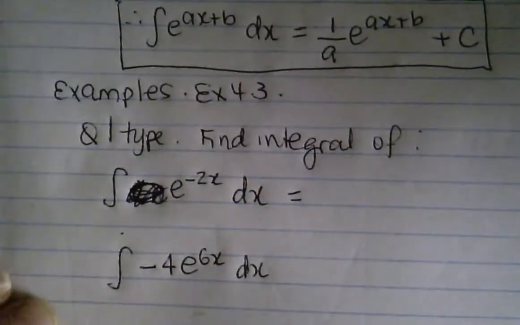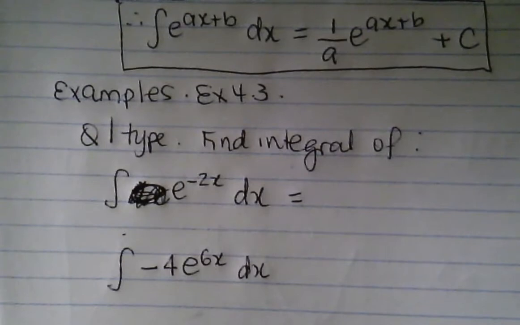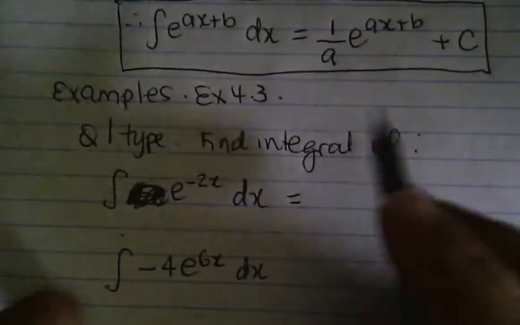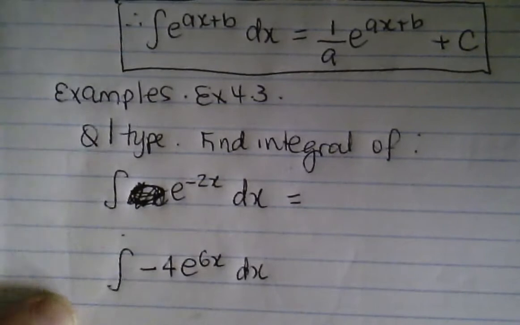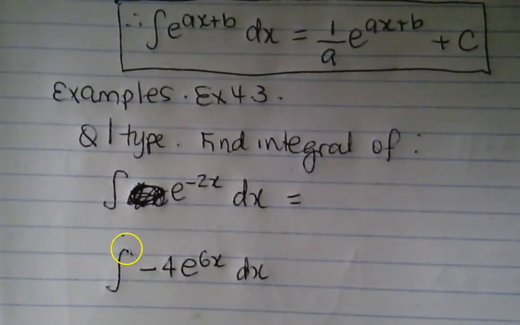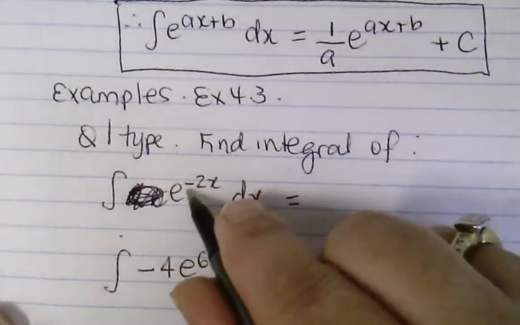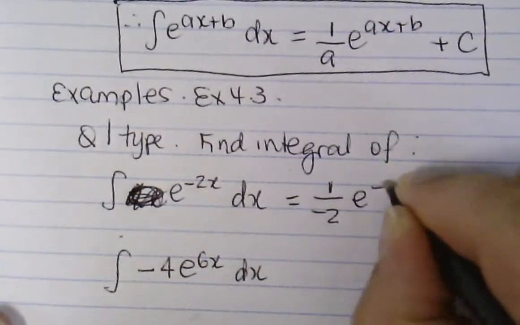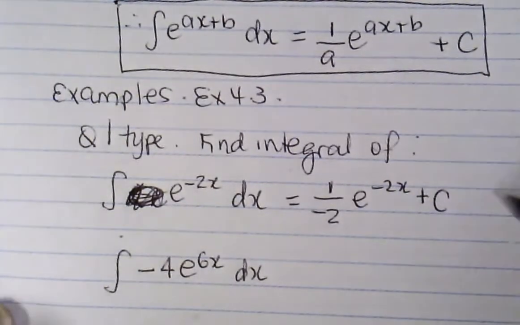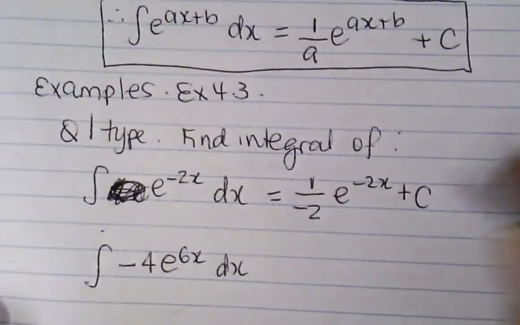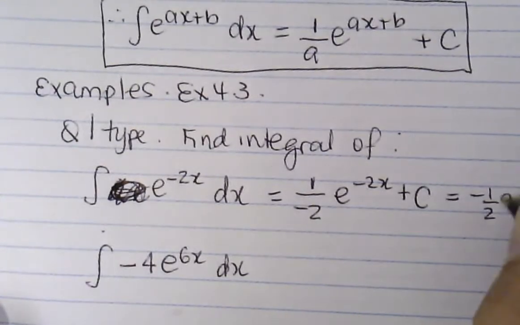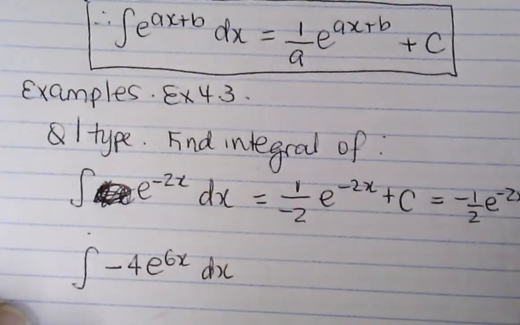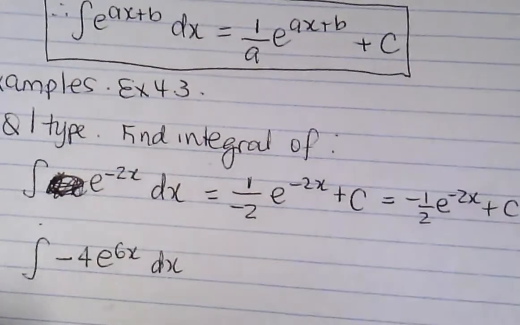Okay, just some examples similar to question 1. So find the integral of the following, e to the negative 2x. So isn't the rule that the integral of e to the ax plus b is 1 over a e to the ax plus b? Okay, so what is your a in this case? Negative 2. So it's just 1 over negative 2 e to the negative 2x plus c. It's just negative a half, isn't it? And that's fine. You can put it like that, or you write it as negative a half e to the negative 2x plus c. Same thing. Okay?